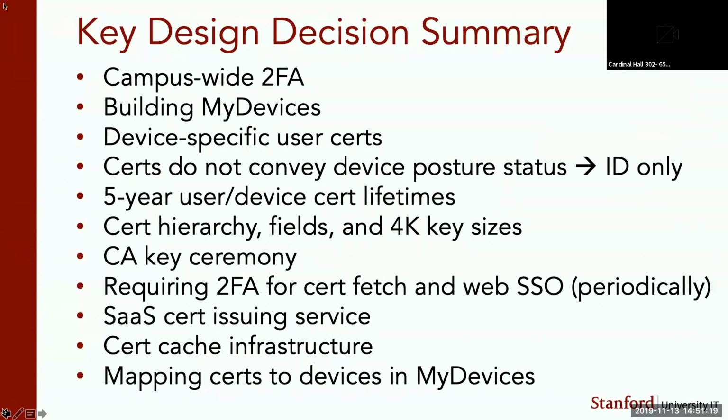The long lifetimes, we chose a large key size, 4K. We did that whole ceremony, which was a big production, but kind of fun. We used CloudPath as our issuing service, and then we had to make those infrastructure accommodations to make sure we didn't have any single points of failure and that it was performant for logins.